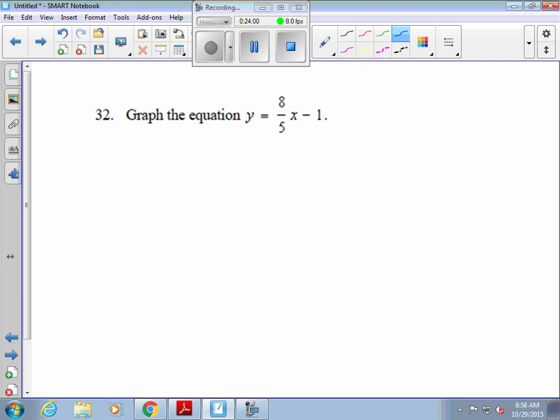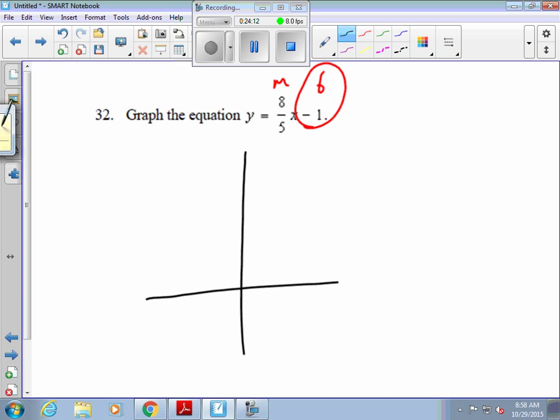Graph the equation. Y equals 8 over 5x minus 1. Y equals mx plus b. Remember, b tells you where to begin. Don't forget that there's a negative there. Tells you where to begin. On your y-axis, you're going to begin at negative 1. Remember, this one's your y-axis, the one going up and down. So at negative 1 is where you're going to begin.